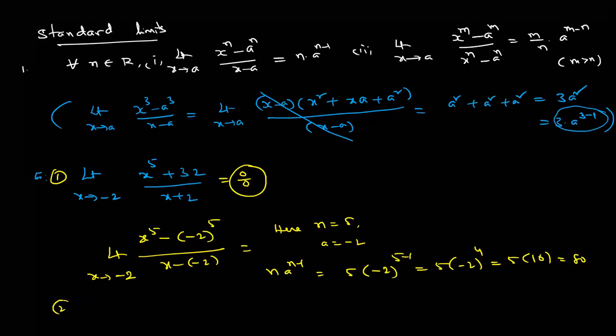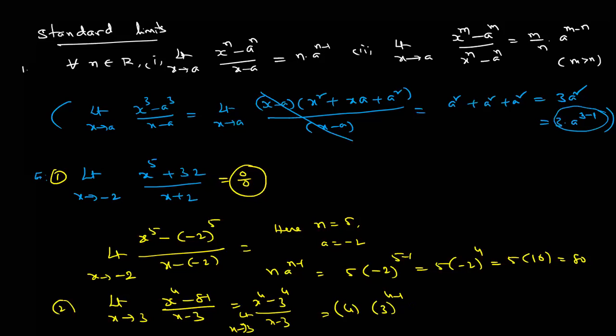Example 1. Good, well responsive here. Same model, anyone tell me? X tends to 3, x power 4 minus 81 by x minus 3. Okay, let me see. So what is the formula? You can write this as x power 4 minus 3 power 4 by x minus 3. So here it is 4 into a, where a is 3. 3 power 4 minus 1, that is 3 cube. That means 4 into 27, 108 is the answer. Yes, Sai Sanjana, Kirti, Jayan, absolutely correct. Now this is your formula number 1 only.